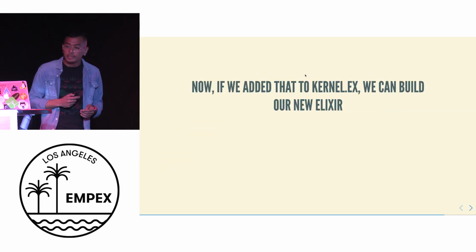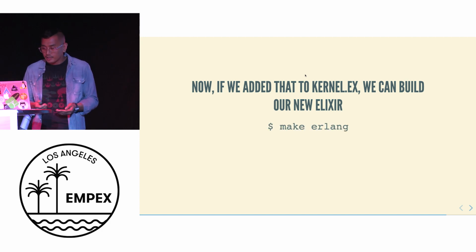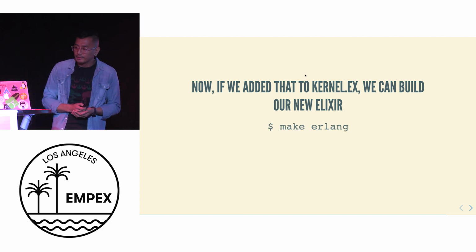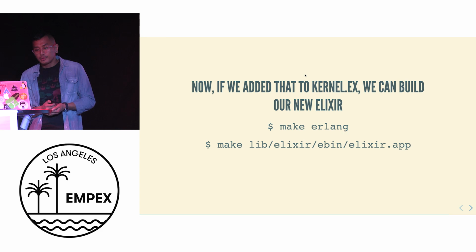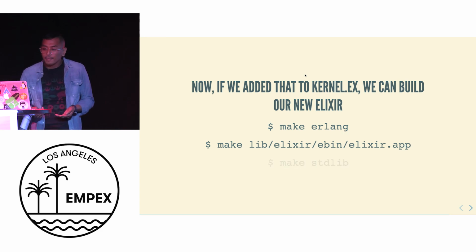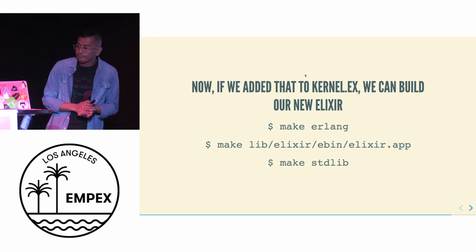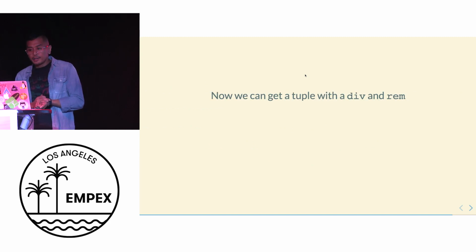So now if we add that to kernel.ex, we can build our new Elixir. We'll make Erlang. We will make Elixir app. And we'll make Standard Lib. So now we can get a tuple with a div and rem.